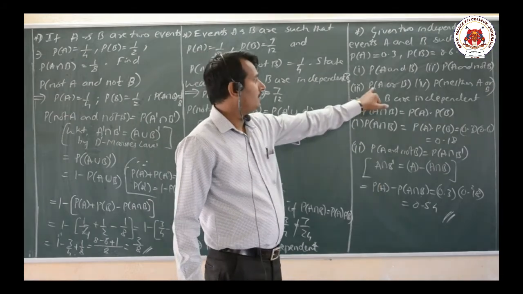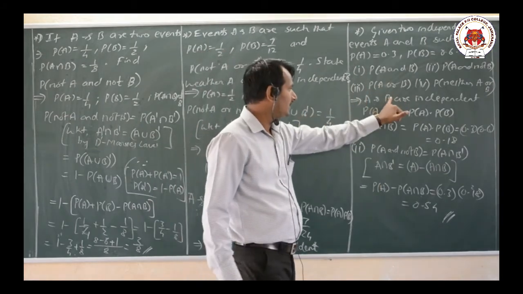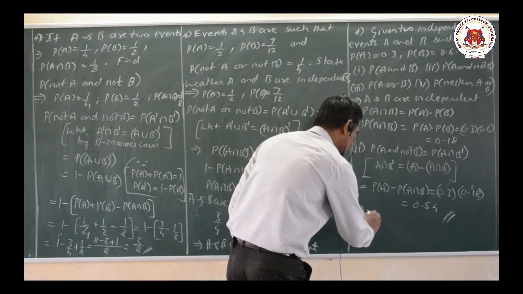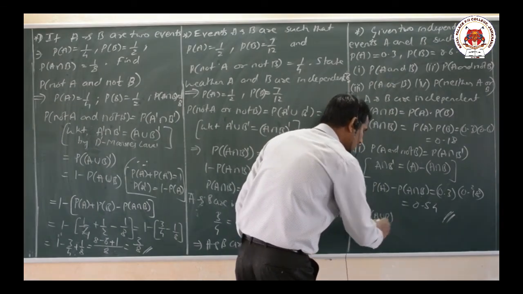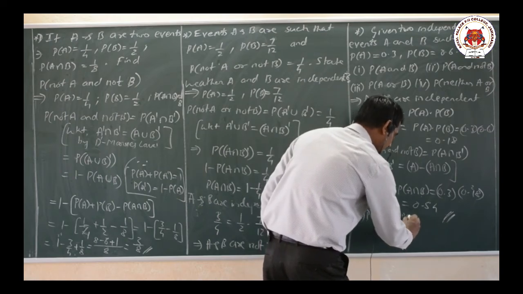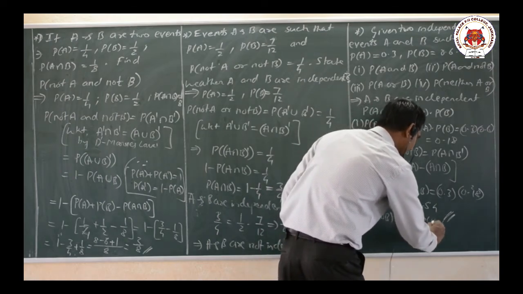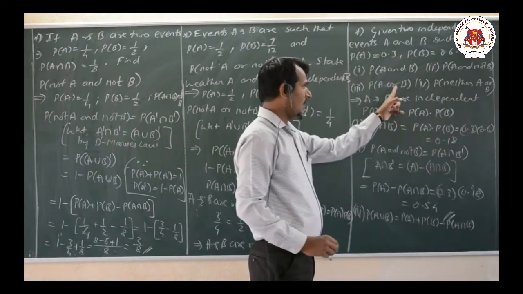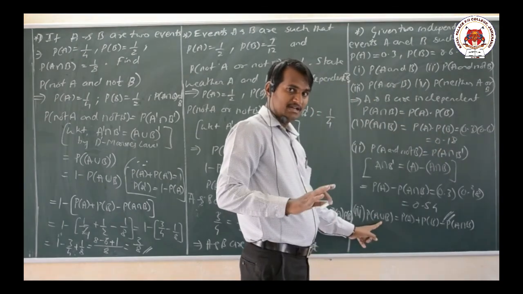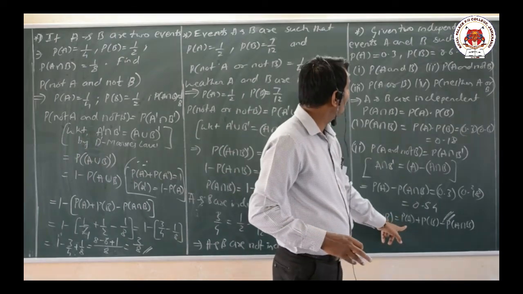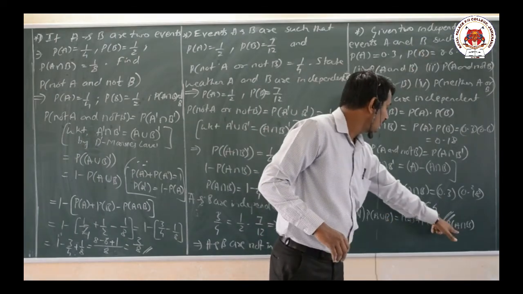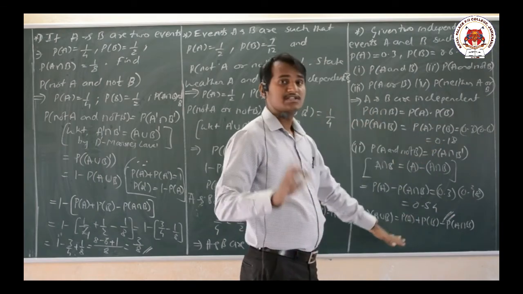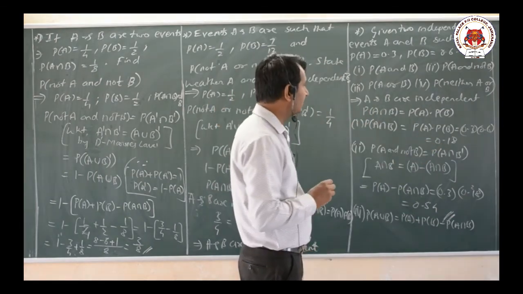Similarly, P of A or B. How to find this A or B? I will just give the hint here. That is the third one. You can take it as homework. P of A or B means P of A union B equal to P of A plus P of B minus P of A intersection B. Or means union, and means intersection. You know P of A, P of B, and P of A intersection B also. You can substitute the values and find out the answer. You can take it as homework.